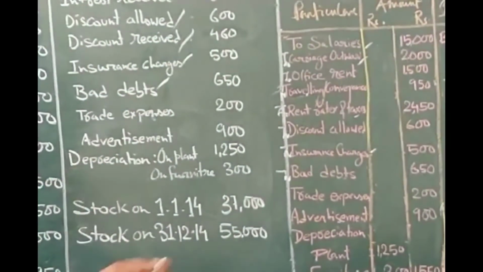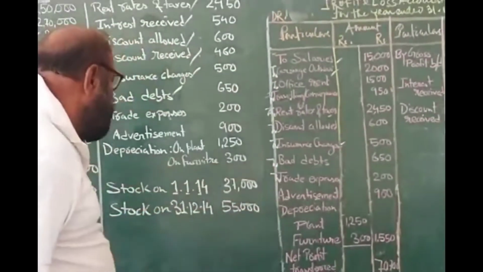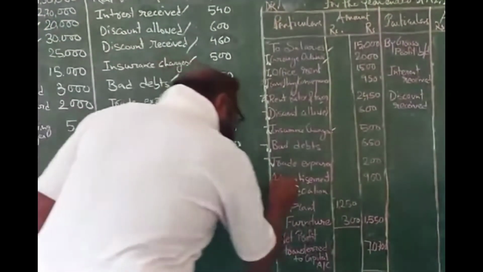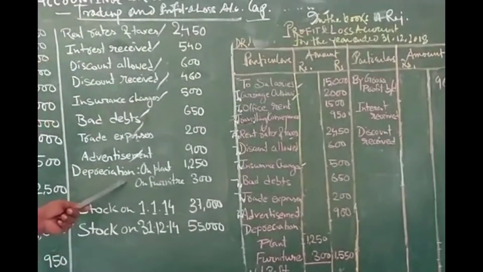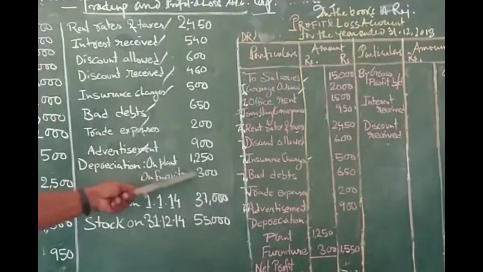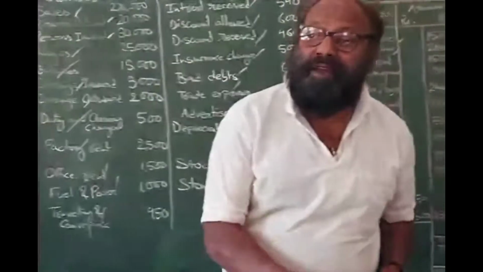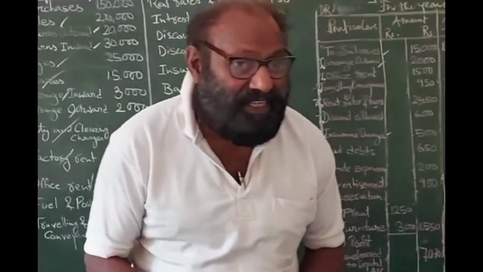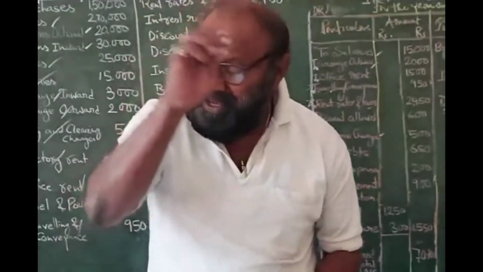Trade expenses, general expenses should be on the administrative expenses debit side. Advertisement, I have already told you, it is a selling expenses, so it will come over here. Next, depreciation. Depreciation is a loss. Depreciation means wear and tear. I am telling you, it is a loss of the assets due to use, due to wear and tear or the passage of time.